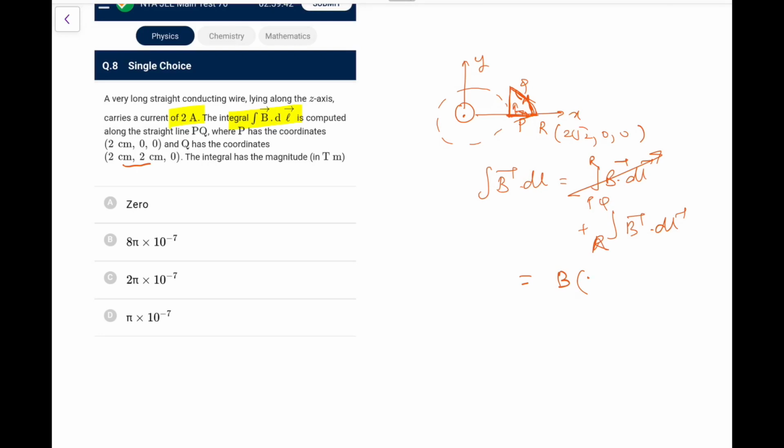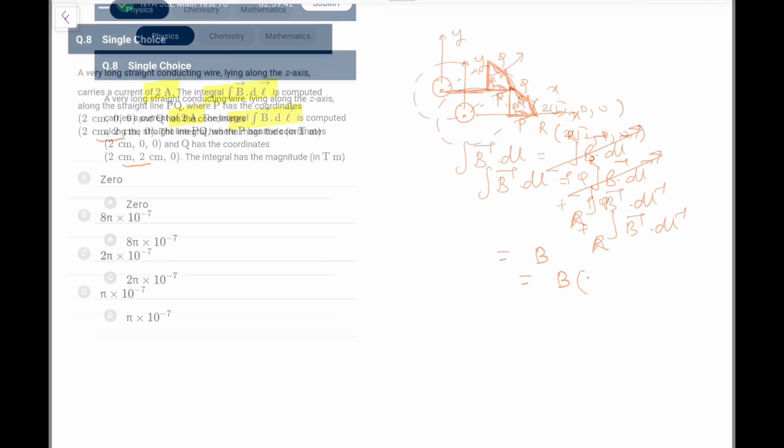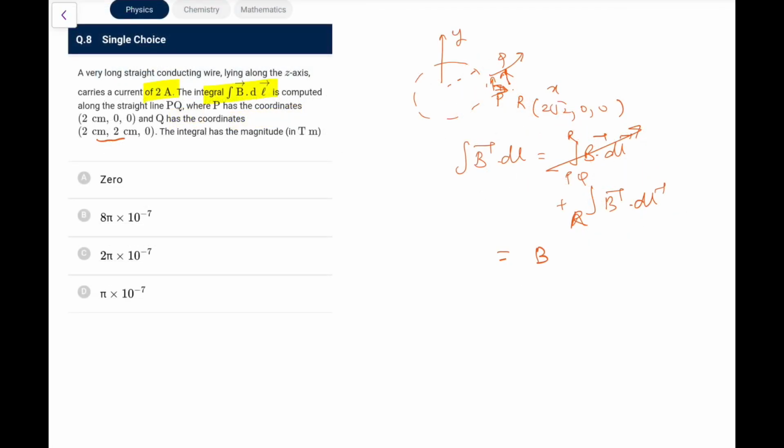I need to calculate what is the angle it subtends now. So for the angle, see this triangle. Let me do this again. See this triangle, this length is 2, this length is 2, so this angle comes out as 45 degree.